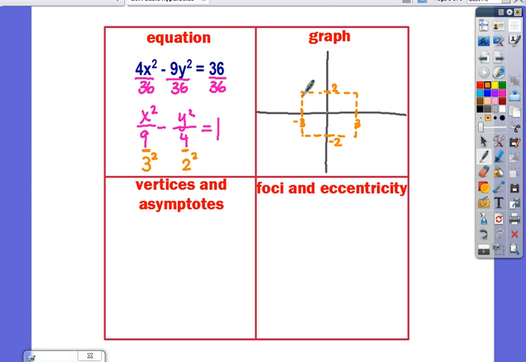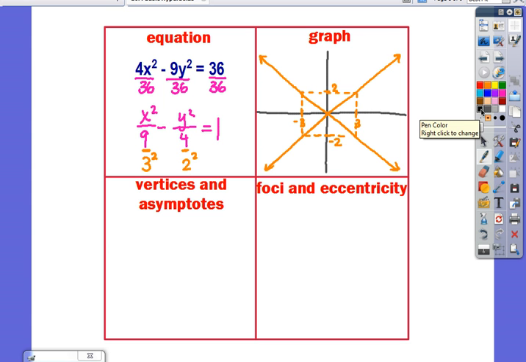And the reason that you make that box is because the box determines your asymptote. So if you can just draw in the diagonals of the box, that's going to be your asymptotes for your hyperbola. Okay, none of that is the graph of the hyperbola. That's just kind of your grid lines to get you going.